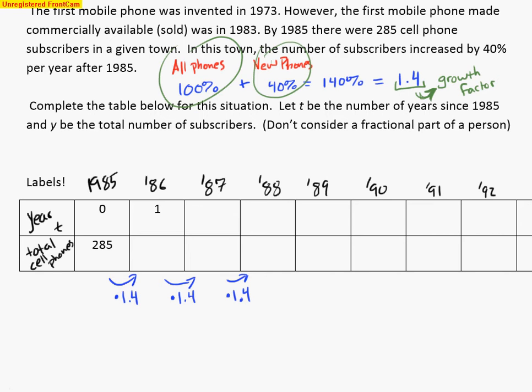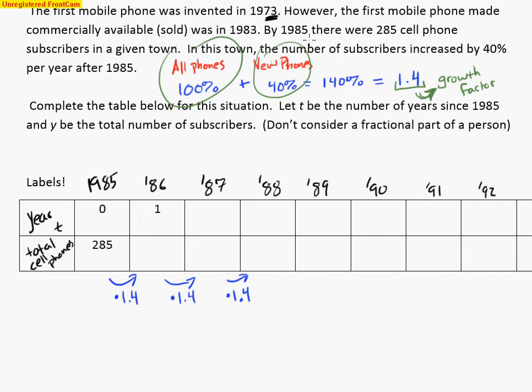All right, we're going to work on the cell phone problem here. Let's first go ahead and read it. The first mobile phone was invented in 1973. That's about when my parents were born. However, the first mobile phone was made commercially available, so that's anybody could buy it, in 1983.